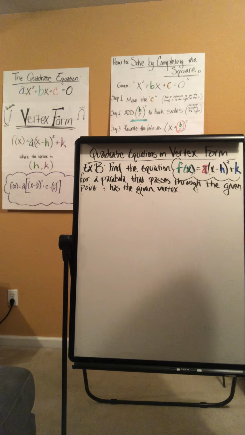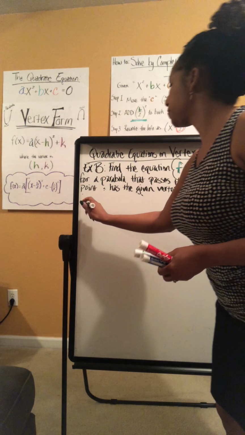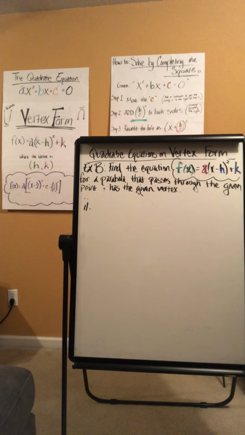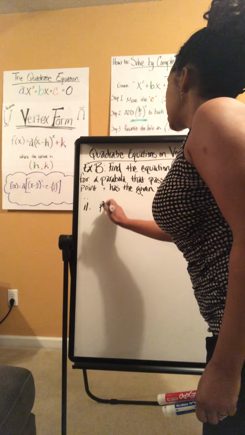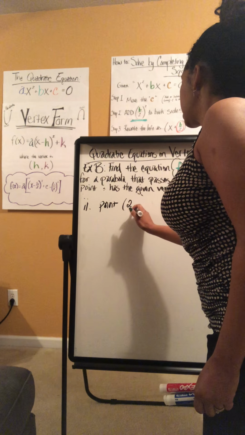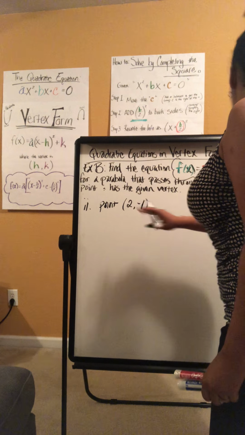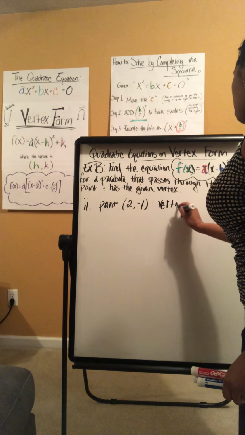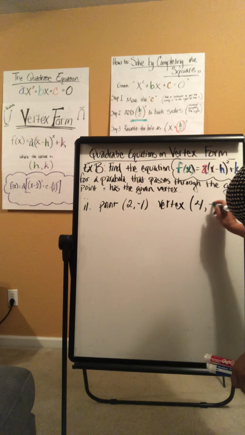So, B2. Let's say that your point was 2, -1, and your vertex was 4, negative 3.